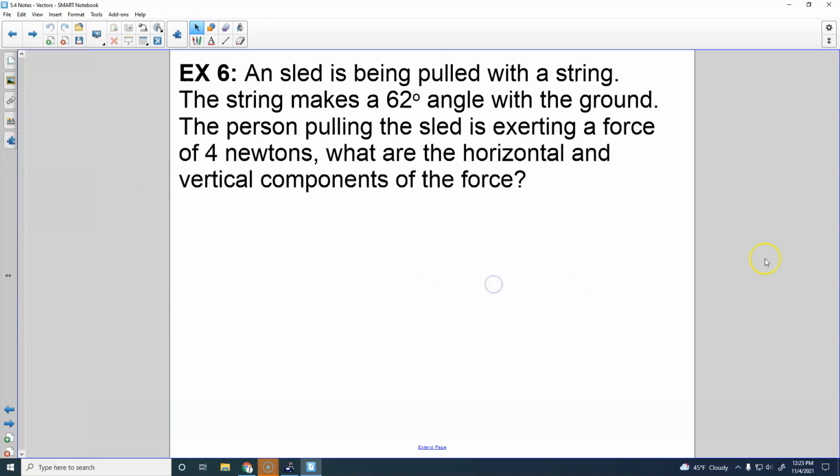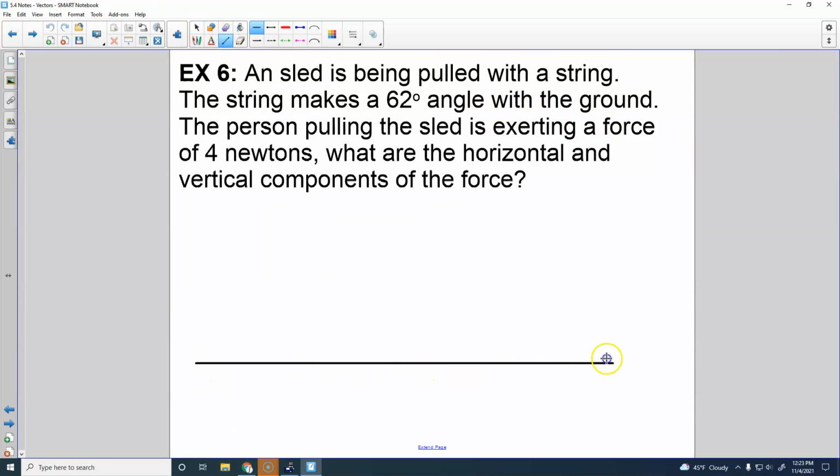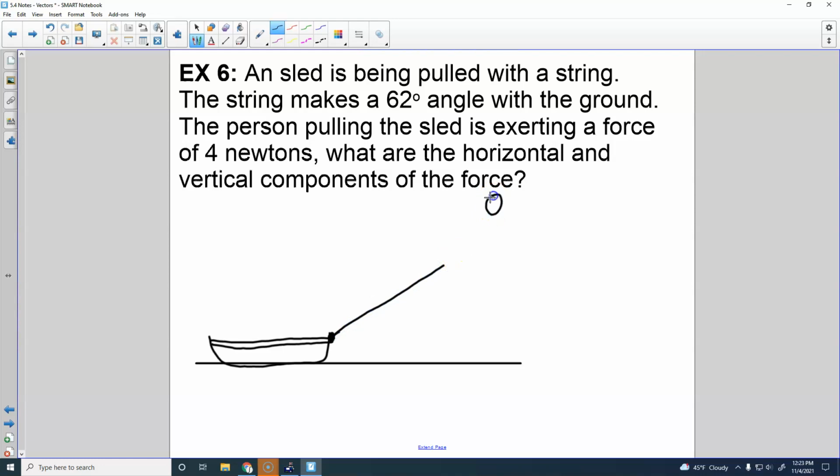Okay, so a sled is being pulled with a string. The string makes a 62-degree angle with the ground. So what we've got here is, here's our ground. And if you have a sled, so here is our sled. And there's usually going to be a rope attached to this sled. And there's a person with a tiny head who is going to pull this rope, right?